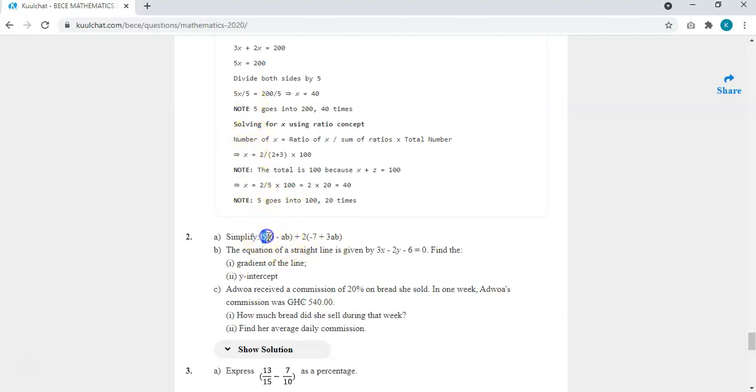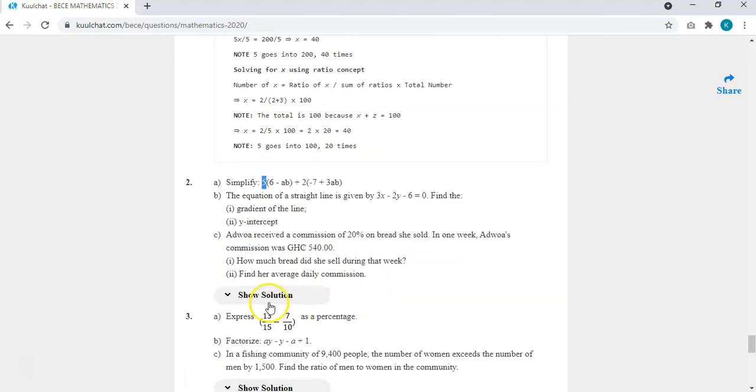What is outside will multiply each of the numbers or letters inside, including their sign. So here we have 5 times 6, then 5 times negative ab, then you write down the result. Then plus we have 2 times negative 7, that gives you negative 14. Then you have 2 times 3b, that gives you 6ab. Then once you've expanded the bracket, you can group like terms and simplify.